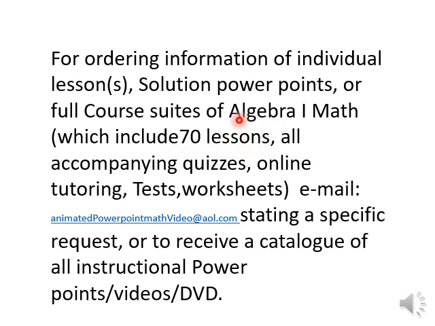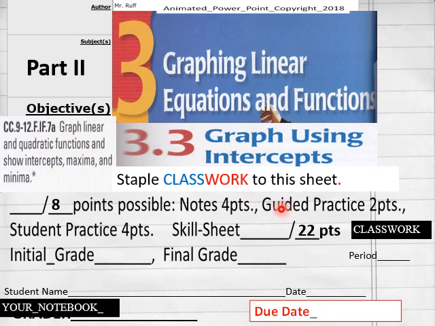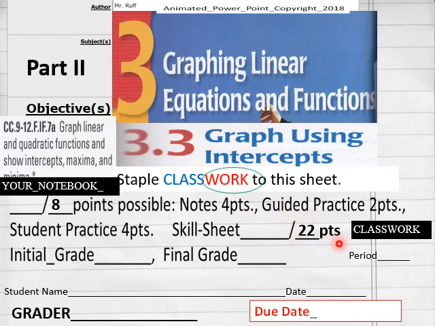Hello everybody, getting ready to do lesson 3.3 part 2 today for Algebra 1 Math. On your classwork sheet, you've got 22 points. Students, have that out ready to go. You'll have 8 points that will go into your notebook or your notebook guide. 3.3, graph using intercepts, part 2.